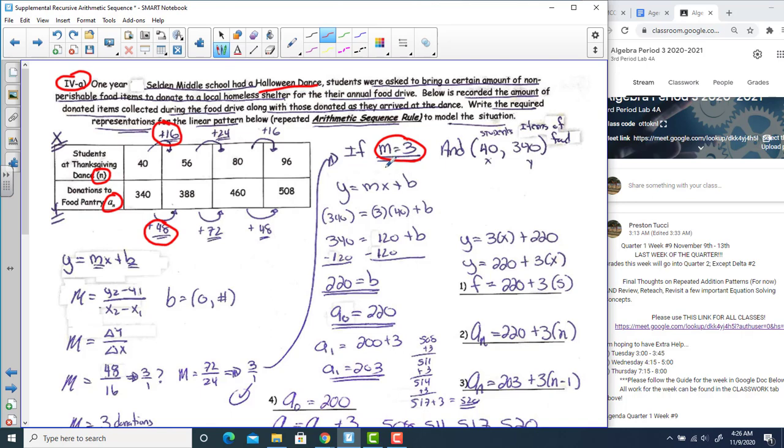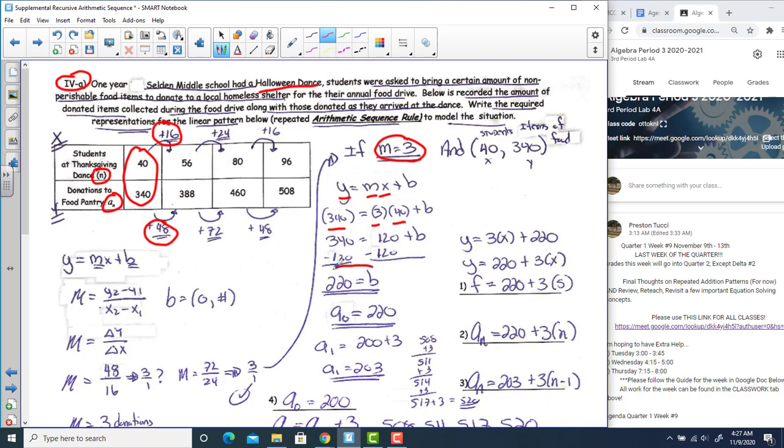If you knew that it was 3 cans per student and you wanted to find out how many cans were collected prior to anybody coming into the dance, maybe one of the teachers was collecting them during the week, you'd have to substitute in for y, m, and x to find the beginning amount b. It doesn't matter which point in the table you choose. If you chose that after 40 students arrived, there were 340 cans, you'd put the total amount in for y, the rate of change would be 3, and x would be the number of students that had showed up to the dance. So we would assume that if 40 students showed up with 3 cans apiece, they would have added 120 to the beginning amount.